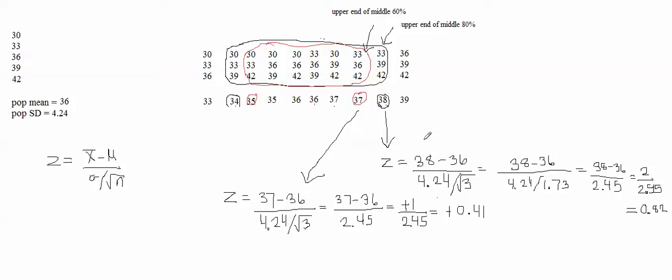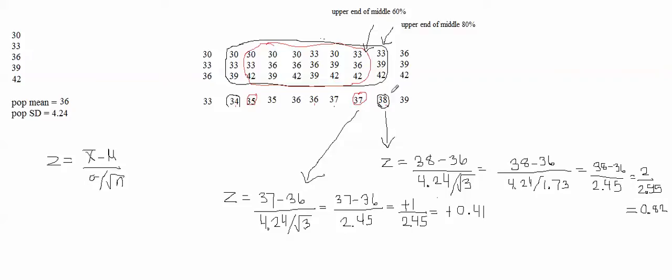So 0.41, 0.82 was the 80% coefficient. 0.41 is the 60% coefficient. So both of these were z-scores at the upper boundary, but one of them was at this boundary, one of them was at this boundary.